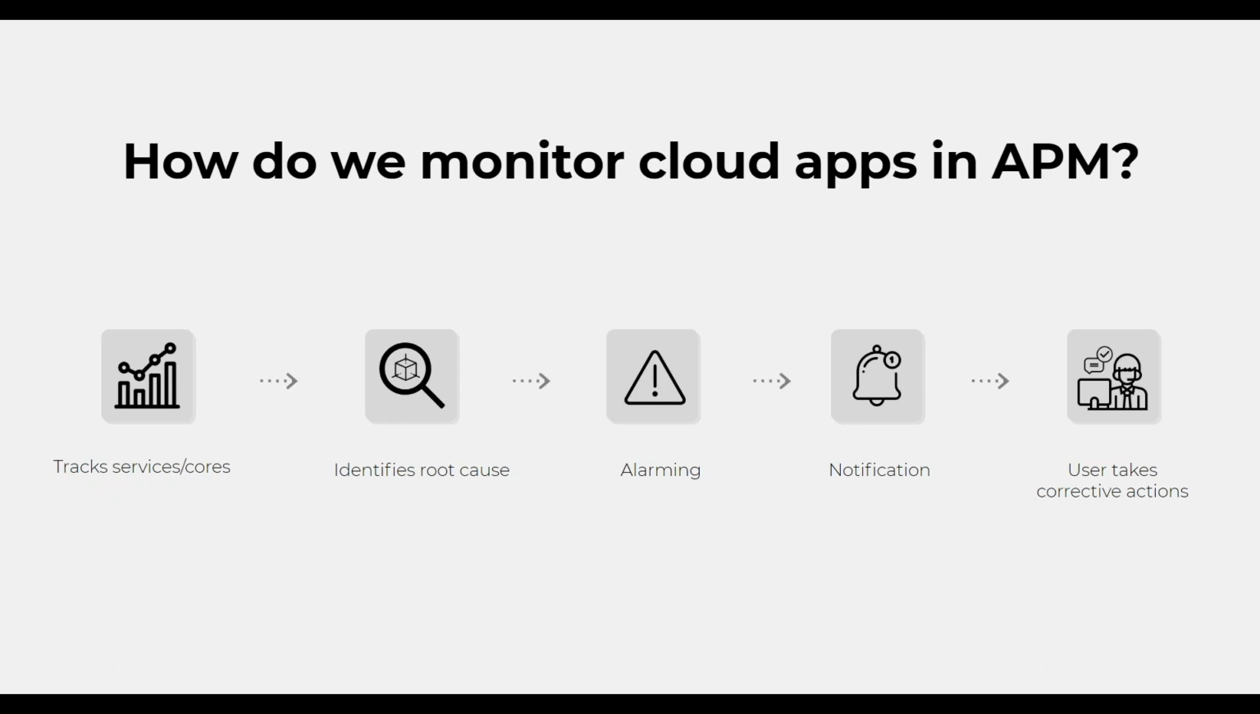So what does Applications Manager do in terms of monitoring cloud applications? It tracks the number of services that are hosted on your cloud applications and identifies the root cause determining the performance issues. It creates alerts based on the threshold profiles that are set for a specific set of services or cores. Notifications are where a user gets alerted via an email or through an SMS to a mobile device. Once all these things have been effectively identified, the end user takes corrective actions to ensure that their cloud services or cloud cores are functioning fine without any issues.